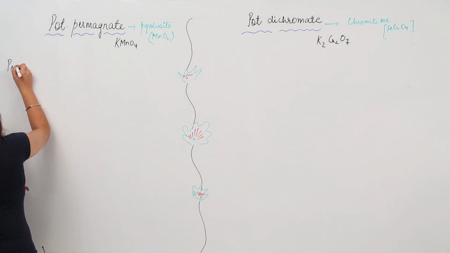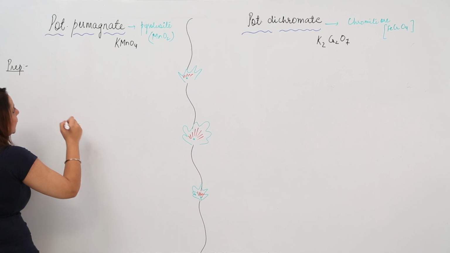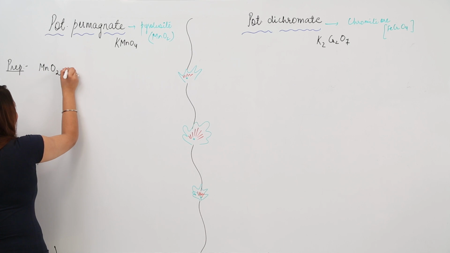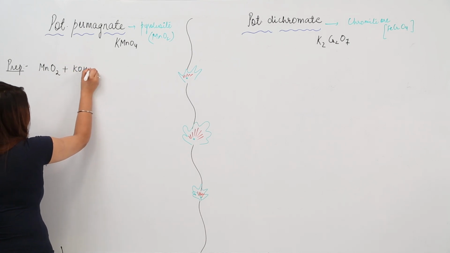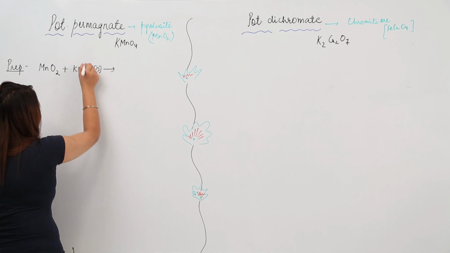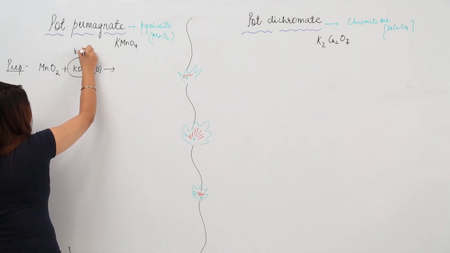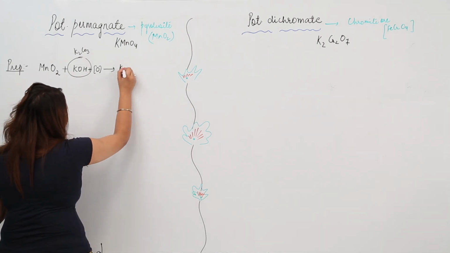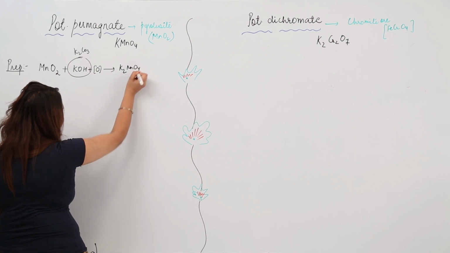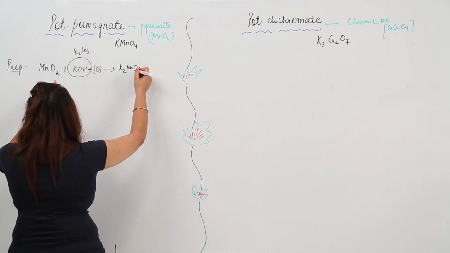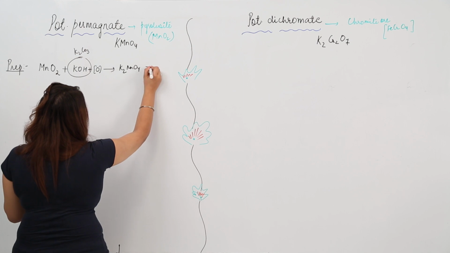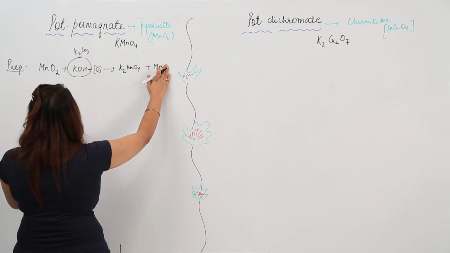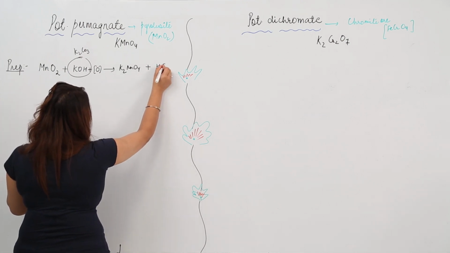Potassium permanganate is prepared by taking pyrolusite ore, that is MnO2, and reacting it with KOH and nascent oxygen. Instead of KOH, we can also use potassium carbonate, which yields the same result. We get K2MnO4, potassium manganate, plus H2O.